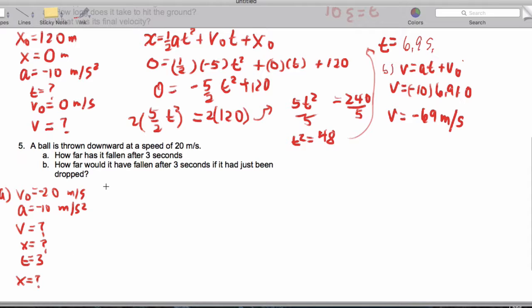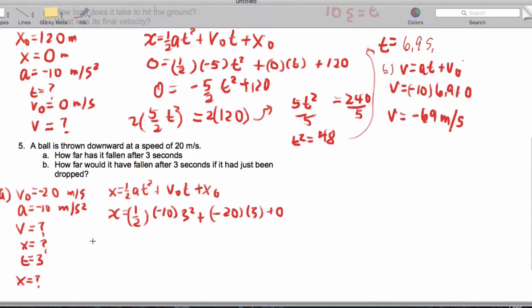So let's solve part A. So we get that x is 1/2 at squared plus v naught t plus x naught. And that's x is 1/2 times -10 times 3 squared plus -20 times 3 plus 0. x ends up being -45 minus 60, or -105 meters. So it falls 105 meters.